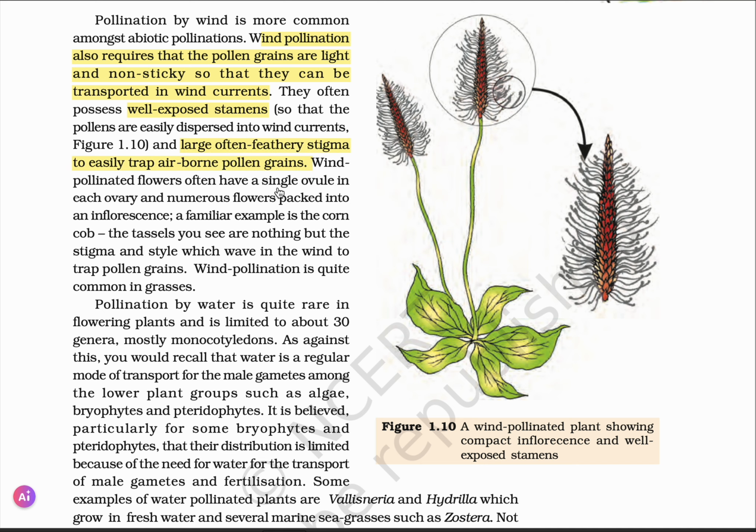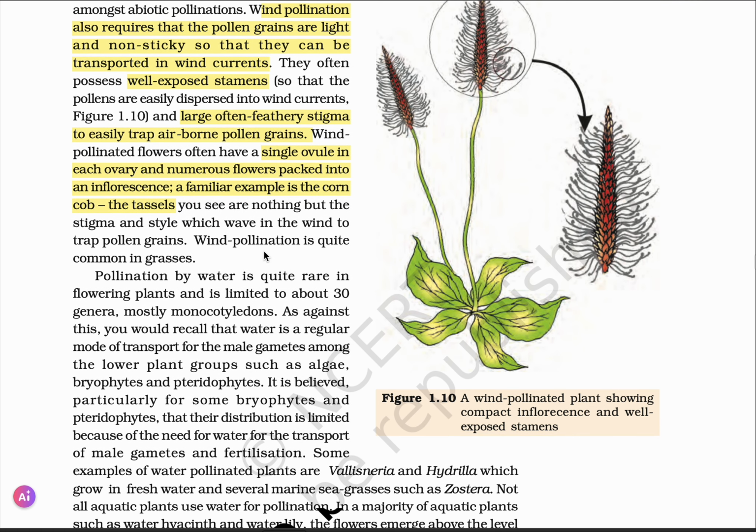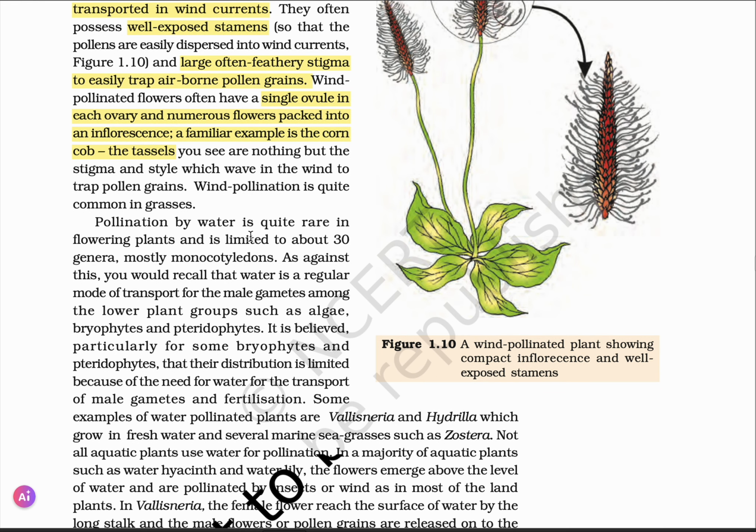Wind-pollinated flowers usually have a single ovule in each ovary and numerous flowers packed into an inflorescence. An example is the tassel of a corn cob. The tassels you see are nothing but the stigma and style which wave in the wind to trap pollen grains. Wind pollination is quite common in grasses.